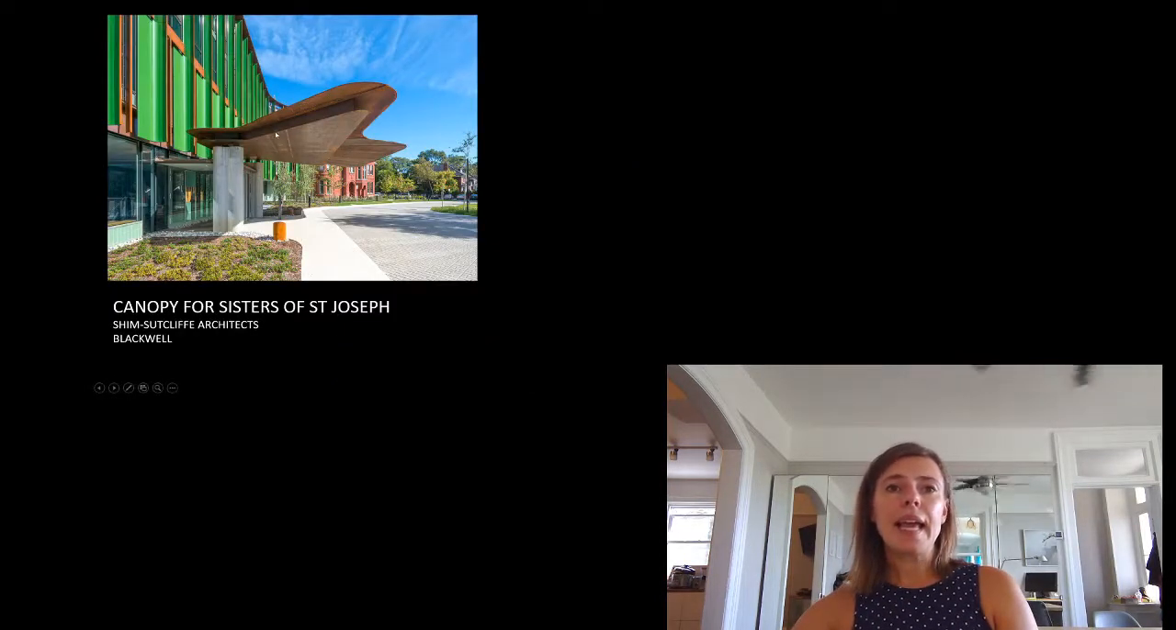This is a canopy for the Sisters of St. Joseph building near the Don Valley or along the Don Valley.